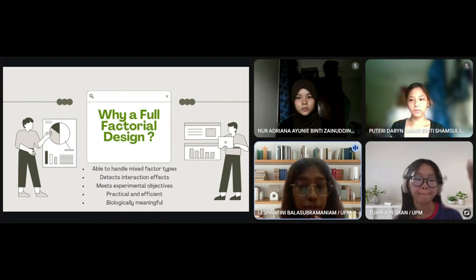A factorial design allows us to test whether the effect of DNA concentration depends on the transformation method. Then finally, the number of experimental runs remains manageable and fits within the practical laboratory constraints, while still providing a biologically meaningful understanding of how these factors influence the transformation efficiency. Okay, next.